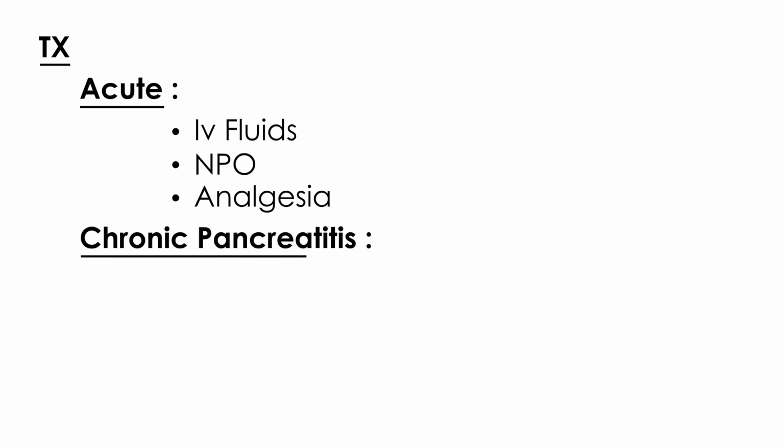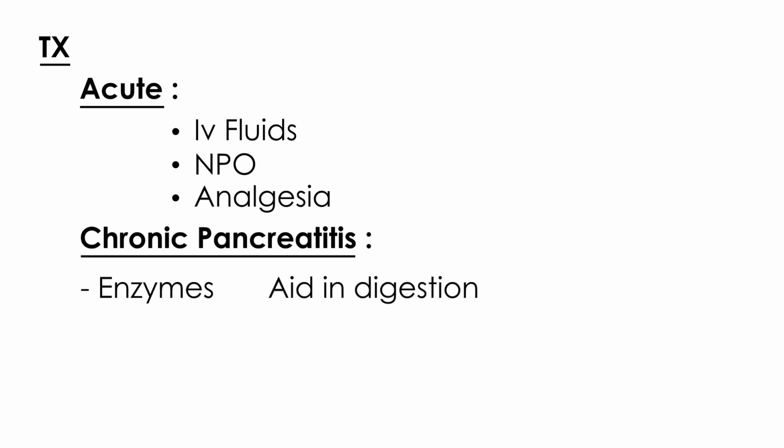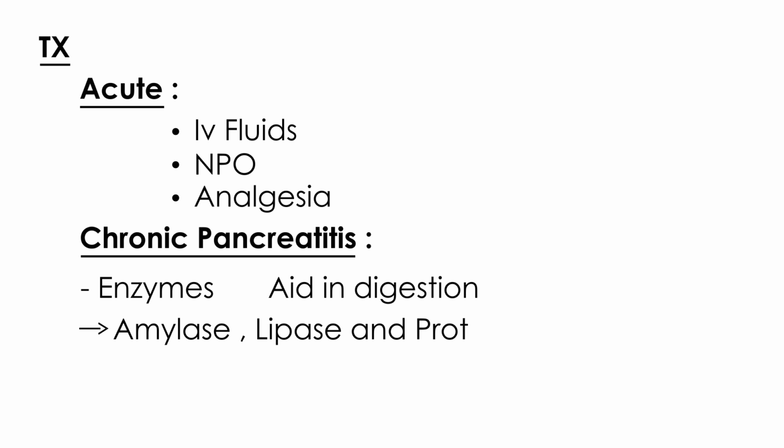But how do you treat chronic pancreatitis? Well, the treatment of chronic pancreatitis involves enzyme replacement. Remember, the pancreas normally secretes enzymes, and those enzymes aid in digestion. Now, the pancreas has essentially died and no longer secretes these enzymes, so you need to give these enzymes to the person in the form of replacement. So those enzymes are amylase, lipase, okay, and there's another one called protease.